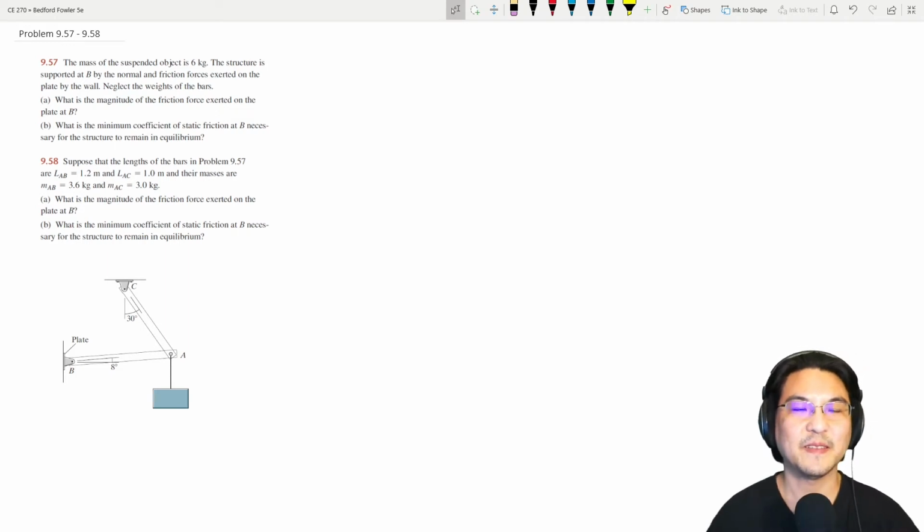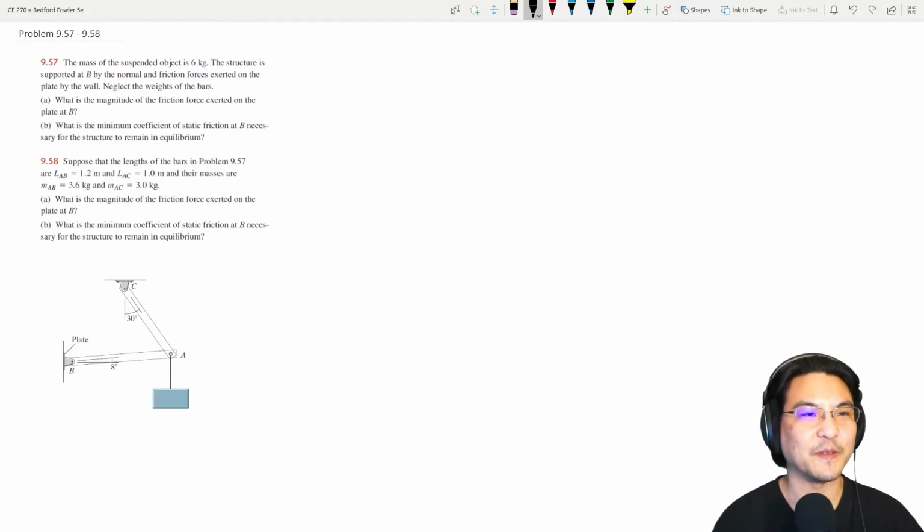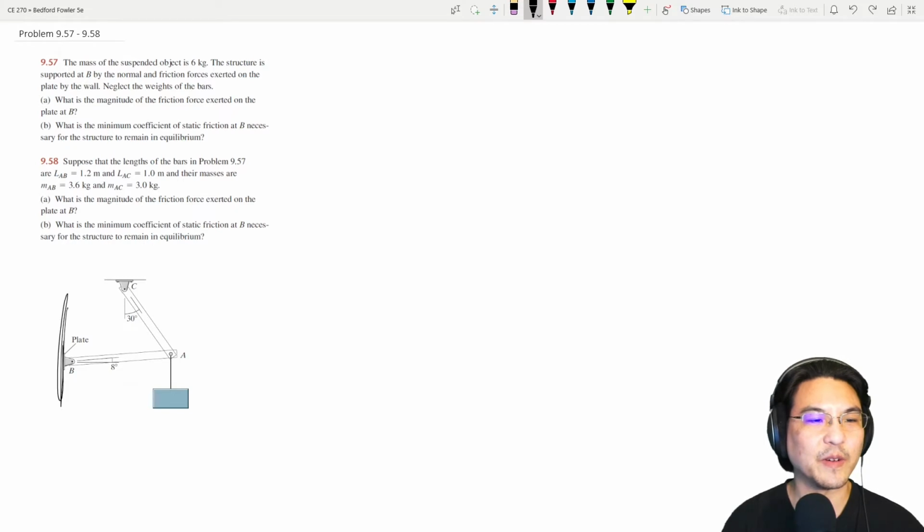Hey everybody, let's give these two problems a try. They're similar, they use the same picture. First, we're neglecting the weight of these bars. And then we're trying to solve for the friction over here and the coefficient of friction.